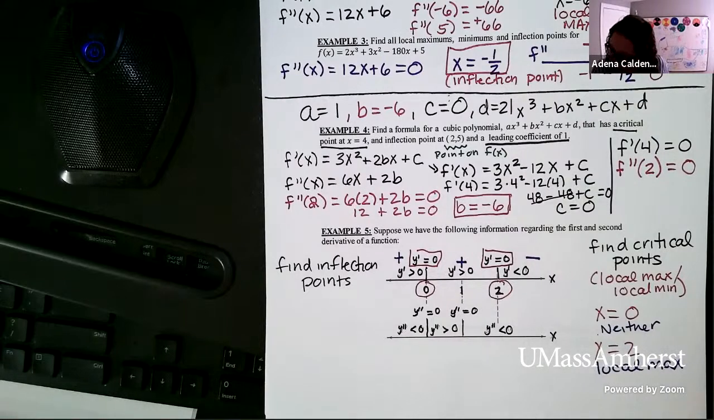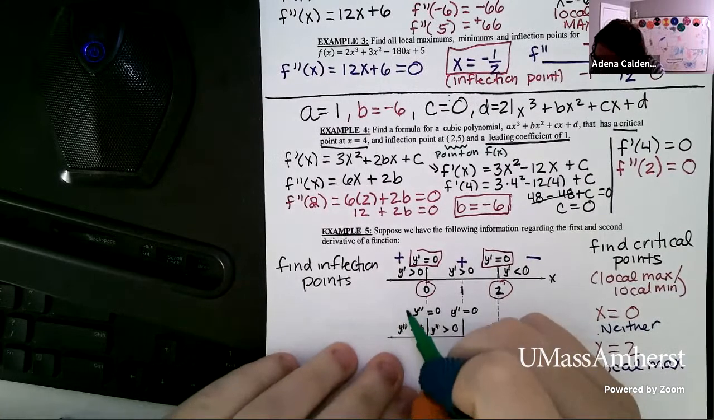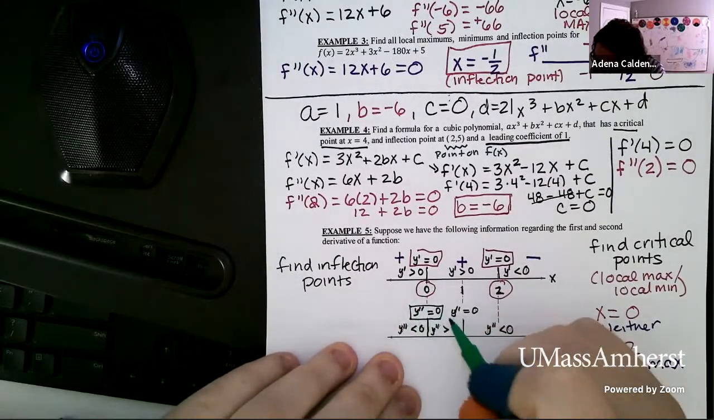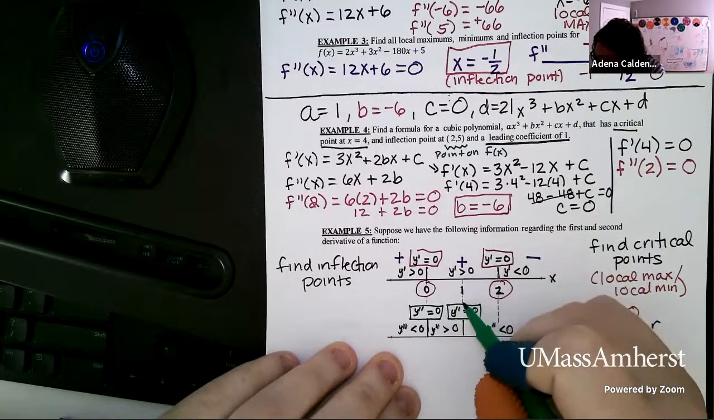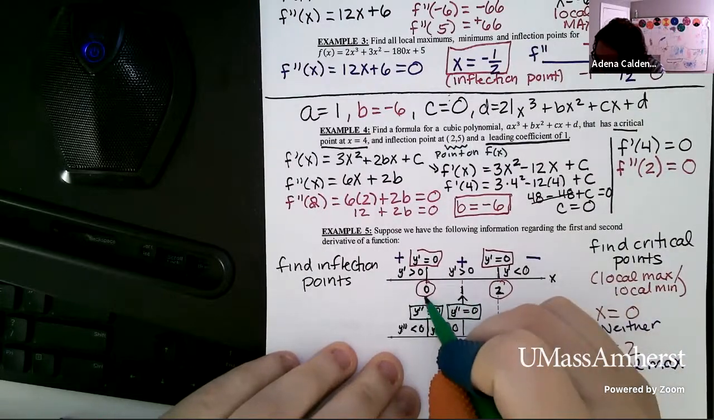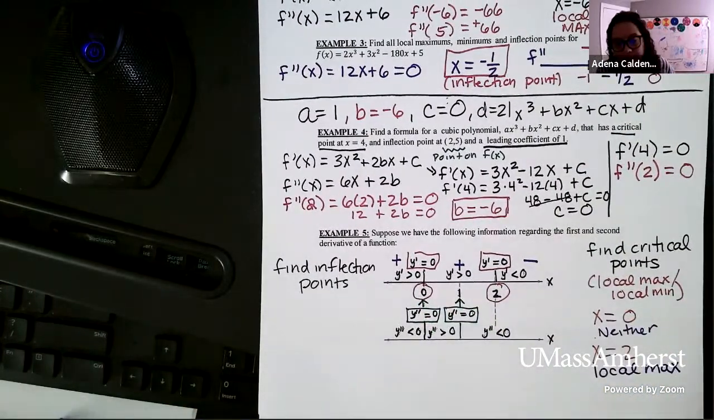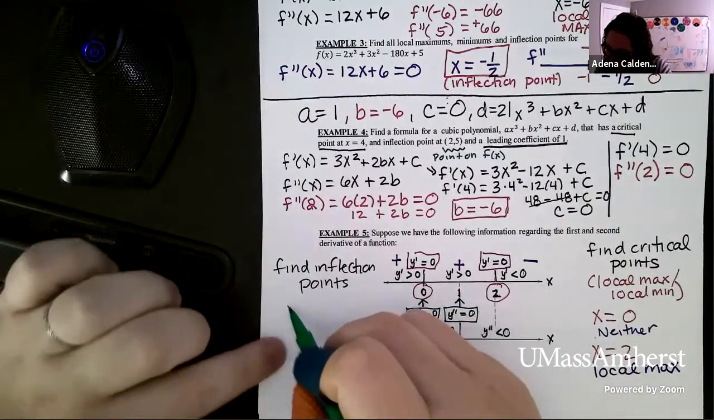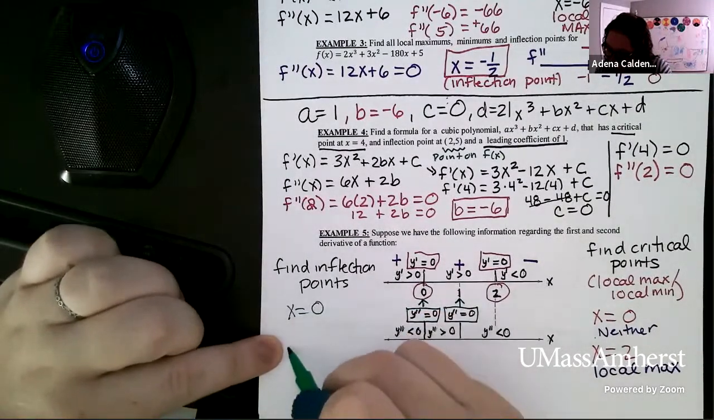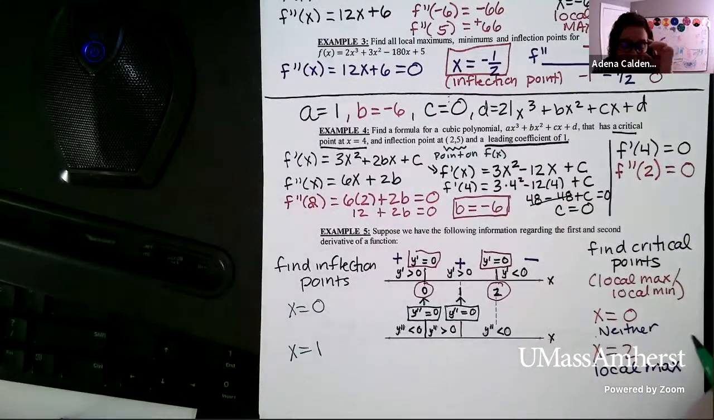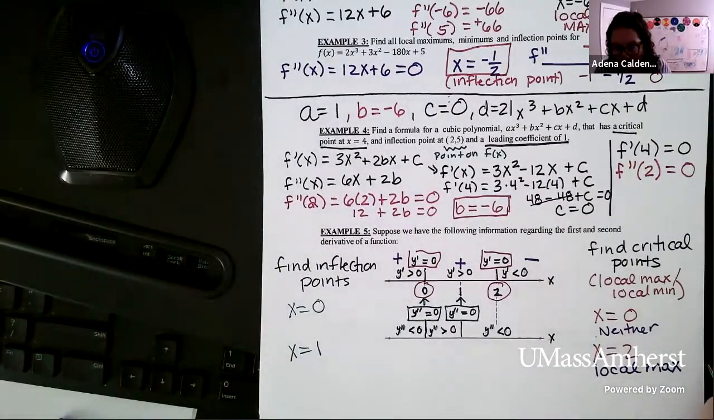Okay. So now let's talk about inflection points. So we start off by looking at where the second derivative would be equal to 0. So that's down on the second chart. I see two places where this happens. It happens at 1 and it happens at 0. Okay, so if x equals 0, x equals 1, but I need to make sure that these are inflection points.